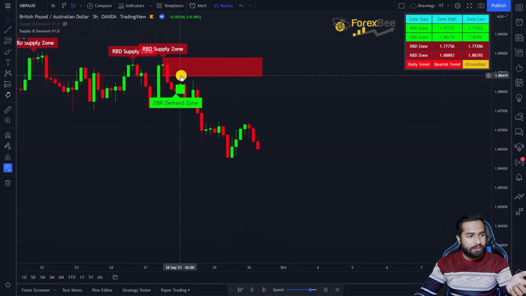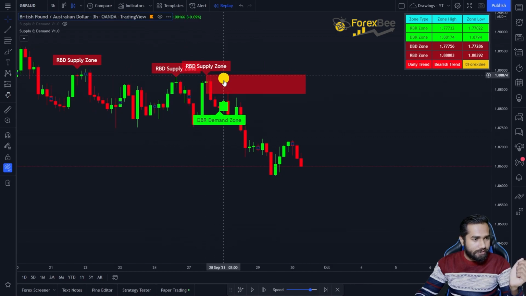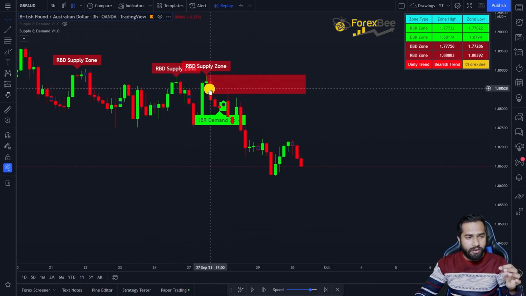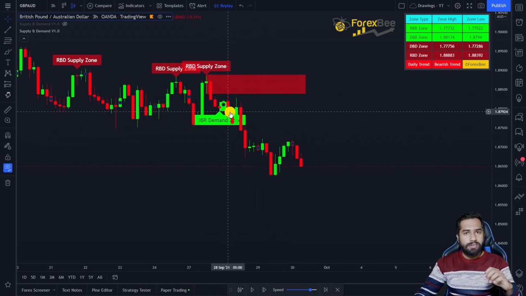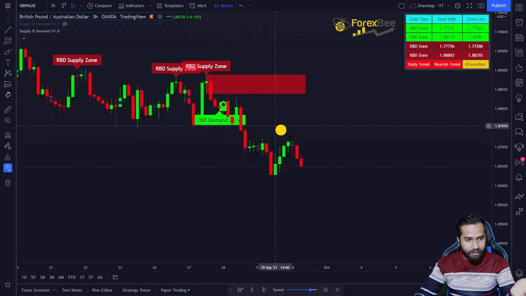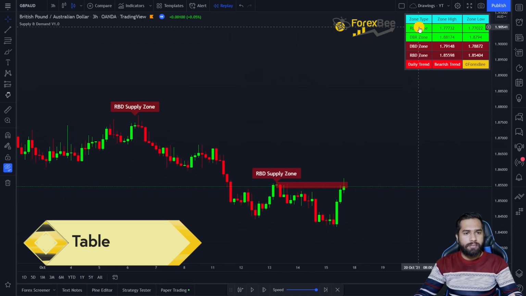Now see how awesome this is. The stop loss in this zone is very small, but the indicator is giving us a signal that we should sell here, and the risk reward is very high from this to this. So this is a very good trading setup as well. And now let's talk about the table that is being drawn here.